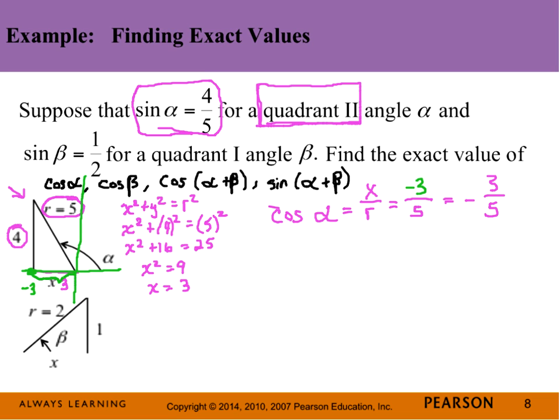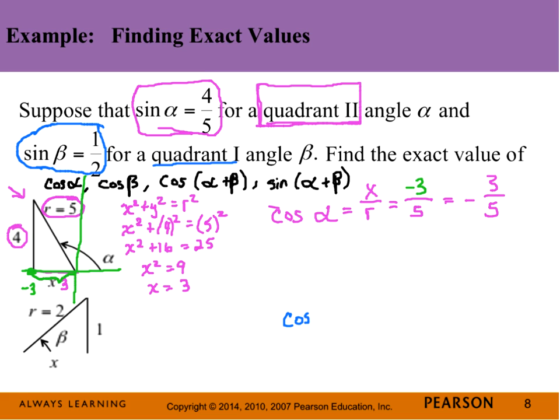All right, let me get a different color for our next part of the problem. Let me do this one in a blue. Okay, so same thing with this next set of information. We're told that the sine of beta is equal to 1/2. And so we can use the fact that the sine of beta is equal to 1/2 and that it's living in quadrant 1 to help us figure out what the cosine of beta is.